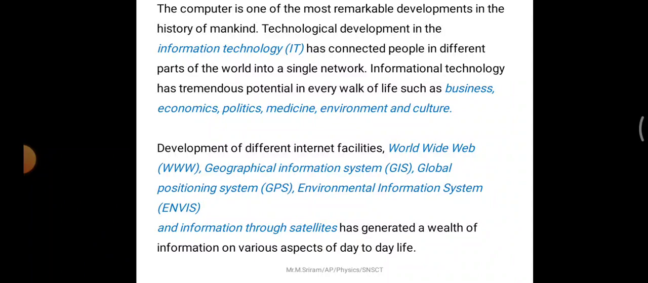Information technology has potential in every walk of life, such as business, economics, politics, medicine, environment, and culture. The health service technology mainly involves three systems: finance and accounting, pathology, patient administration, and clinical system. Information technology plays a key role in human health. It has changed human lifestyle completely.